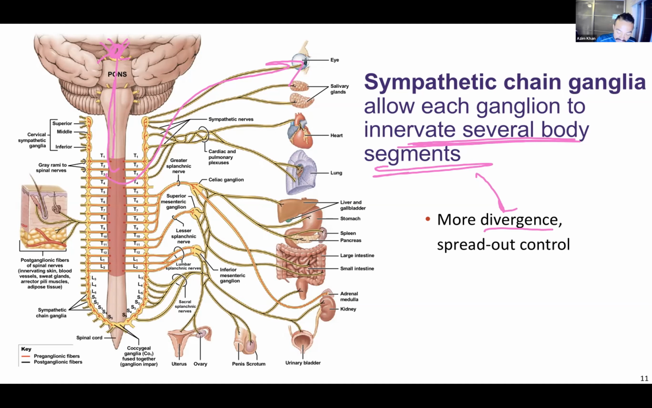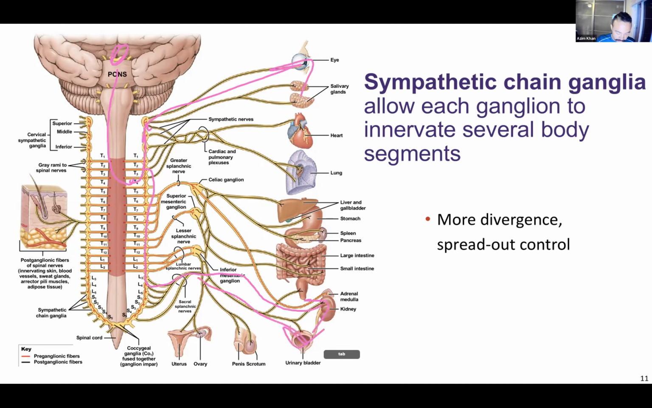But by chaining the ganglia together, that allows the chain to move up towards the eye or to move down towards something like your kidney and urinary bladder. You're spanning all these different organs throughout your body by having a long connected chain. So the sympathetic chain ganglia allow for spread out control, diverging our postganglionic neuron towards whatever it is you're trying to control that's farther away.